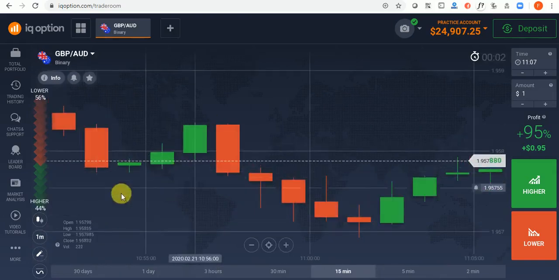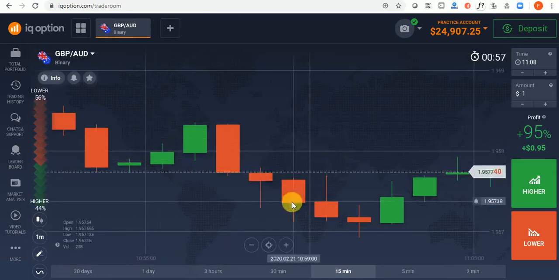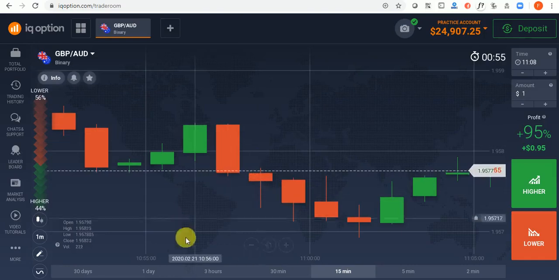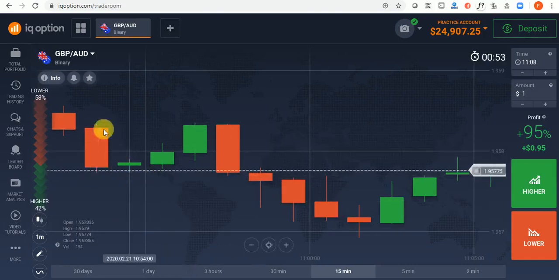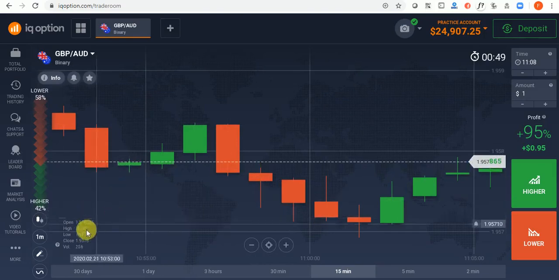Now what do we have here? We have all these candlesticks representing the movement of the market for every 1 minute. So each candlestick, as you are seeing here, represents 1 minute. They look like a candle, as you can see.